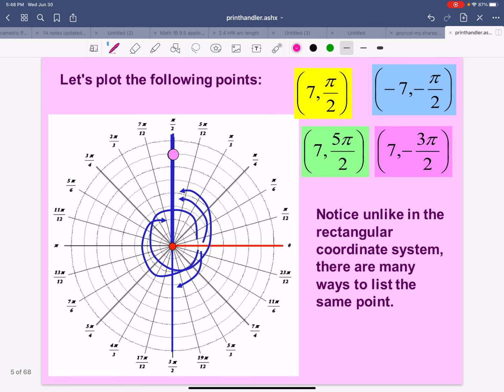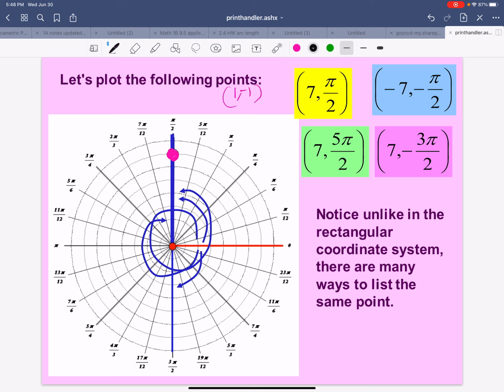So there's many possible representations for the same point in the polar coordinates. In the rectangular coordinate system, if you have a coordinate (1, -1), there's no other point that will overlap or lie on top of this point. But in the polar coordinate system, there's many possible points that can take the same spot, same place. So let's look at some examples.